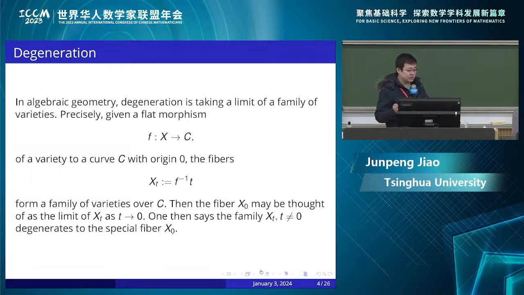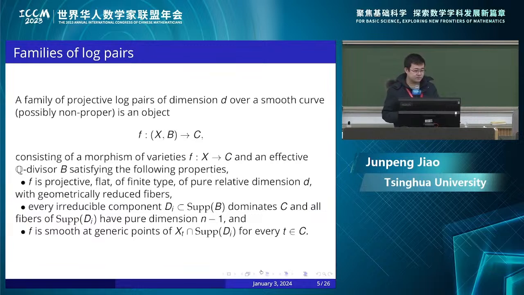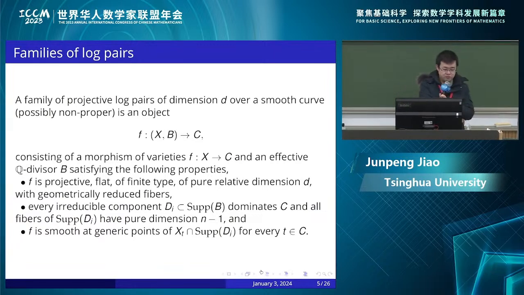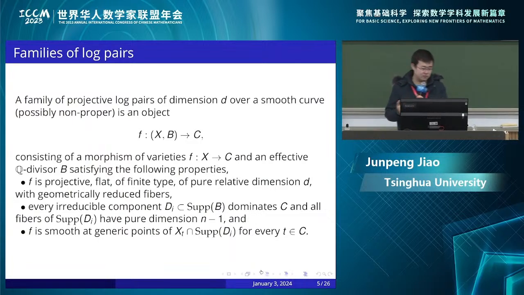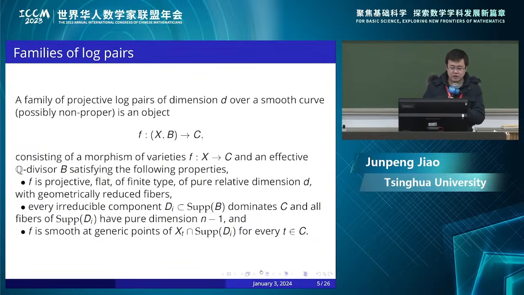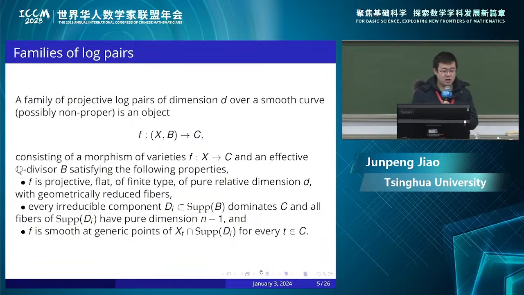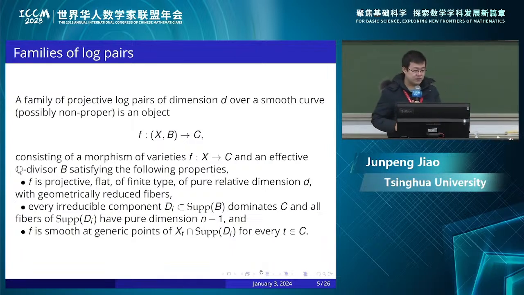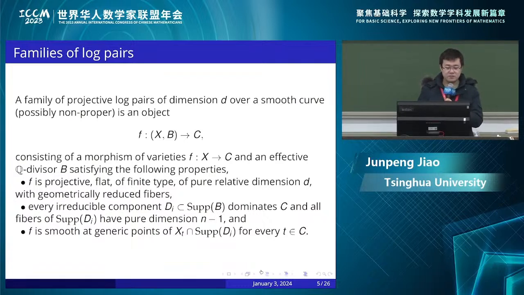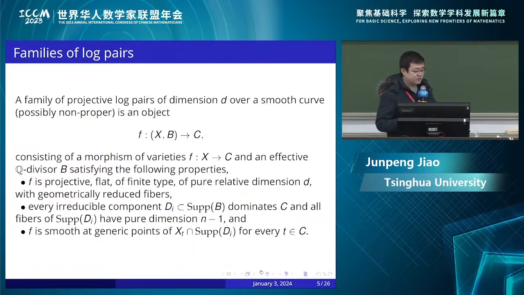Today we are going to talk about degenerations of log pairs, so we need to define what families of log pairs are. Families of log pairs are slightly different from families of varieties. We need to be careful with the boundary, the divisor B. So it is an object (X, B) → C consisting of a morphism X → C to the curve C and an effective Q-divisor B, satisfying the following.